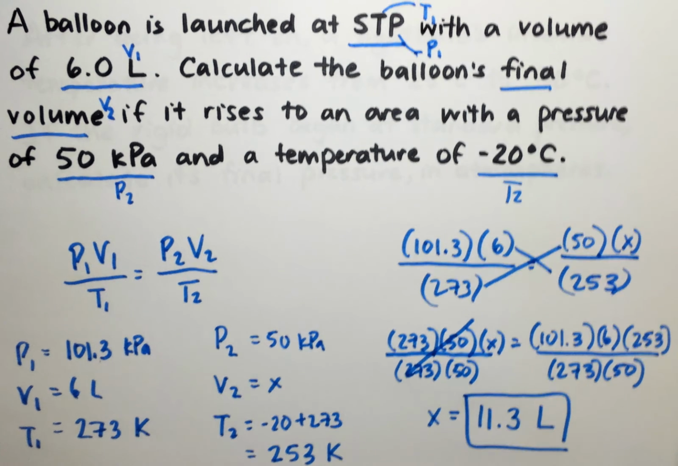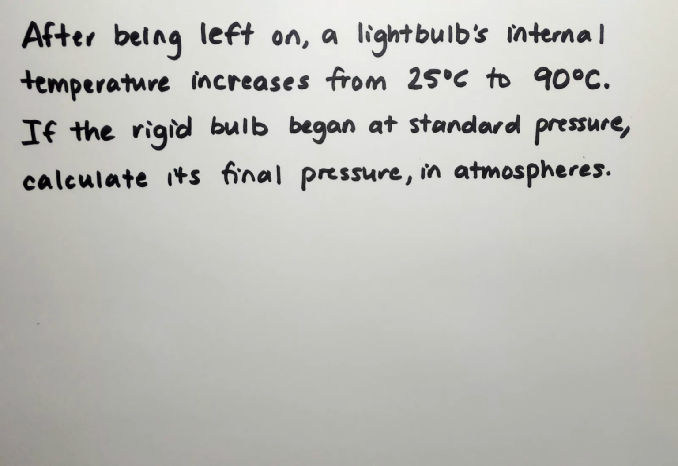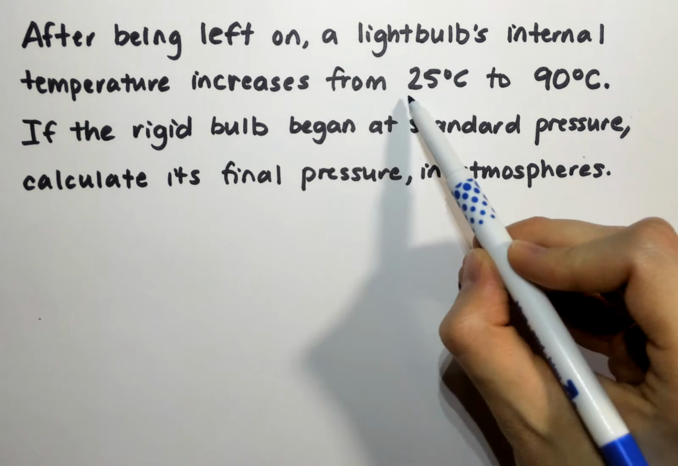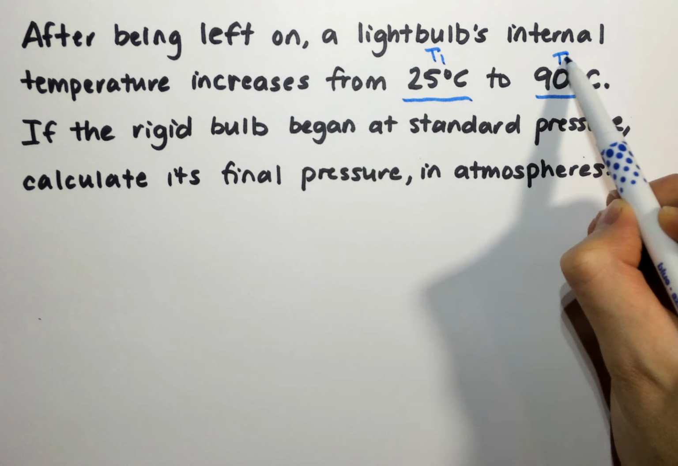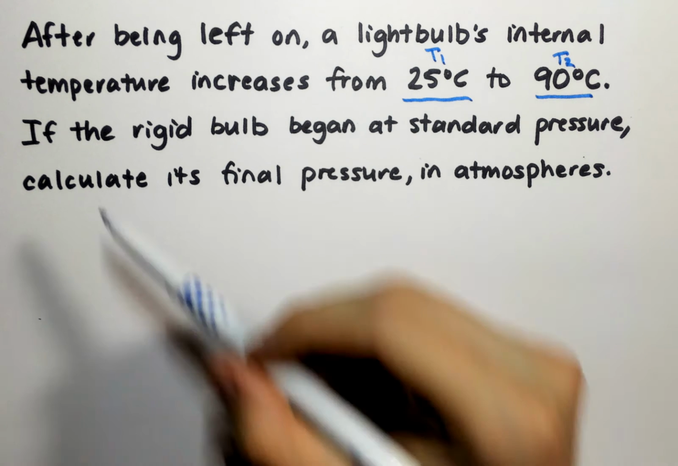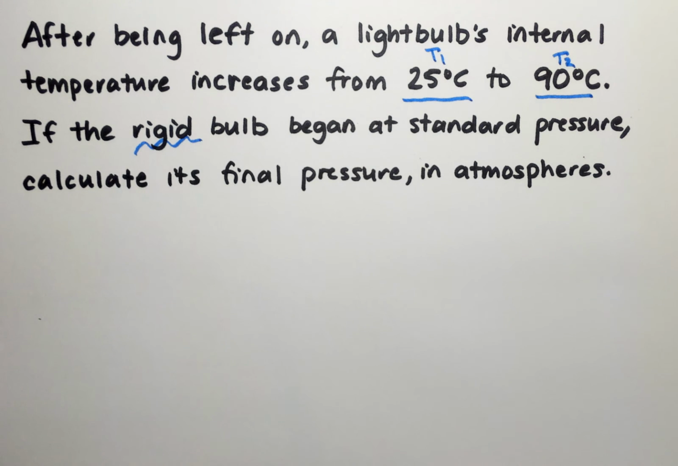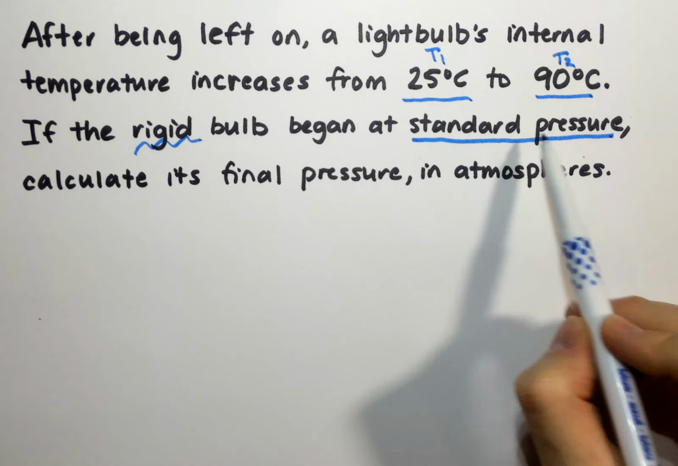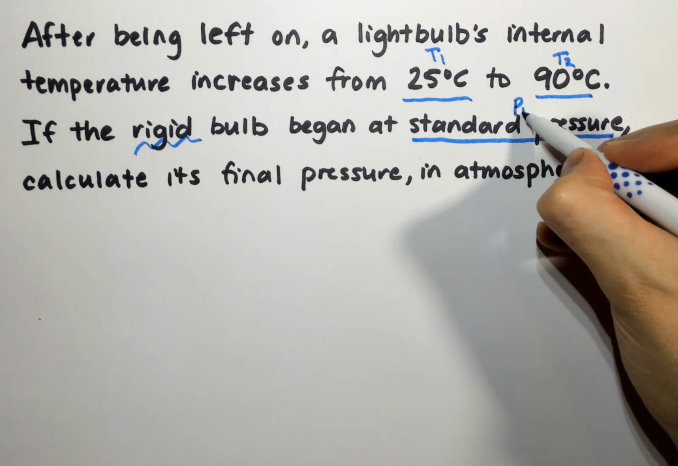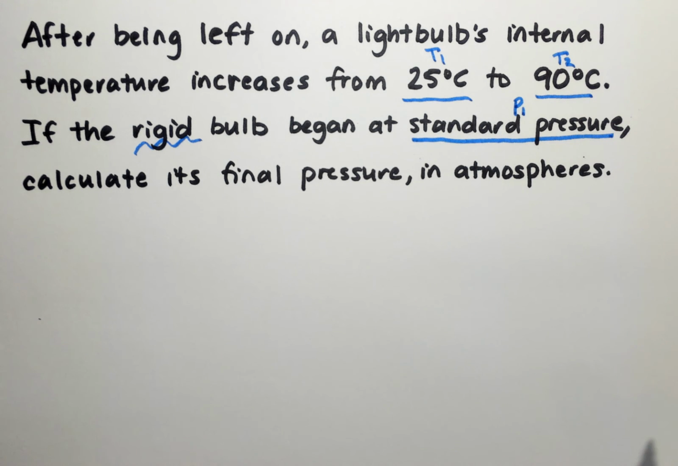Let's take a look at a second problem. After being left on, a light bulb's internal temperature increases from 25 degrees Celsius to 90 degrees Celsius. I see immediately a T1 and a T2 in this problem. If the bulb is rigid, that must mean it can't change shape, so volume probably isn't going to be involved in this problem. If it's beginning at standard pressure, you guys know that this is a hidden value. There is a standard pressure and it's reported on table A.